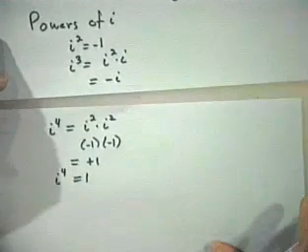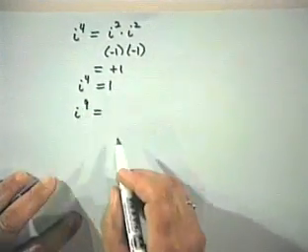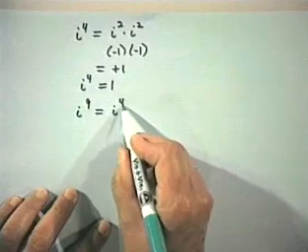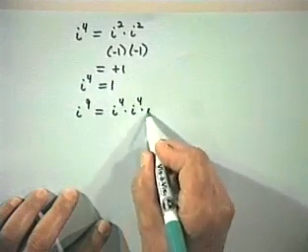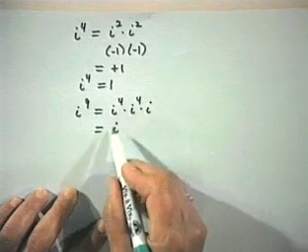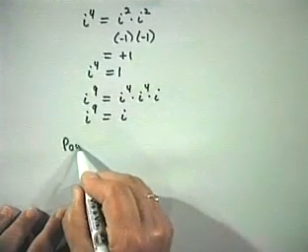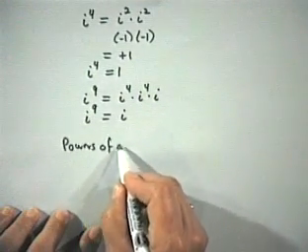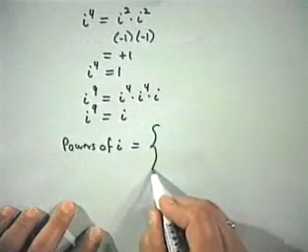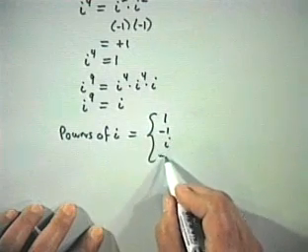Well, what about higher powers? Well, since we know that I to the fourth is 1, we can write, for example, I to the fifth as I to the fourth times I. But I to the fourth is 1, so 1 times I. All we're left with is a plain I. So when you have powers of I, what you're going to end up with is some value that's either 1, or it's a negative 1, or it's an I, or it's a negative I.